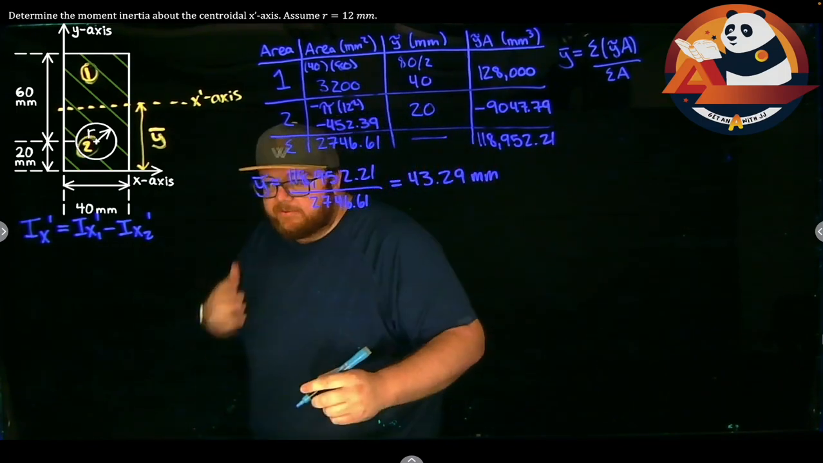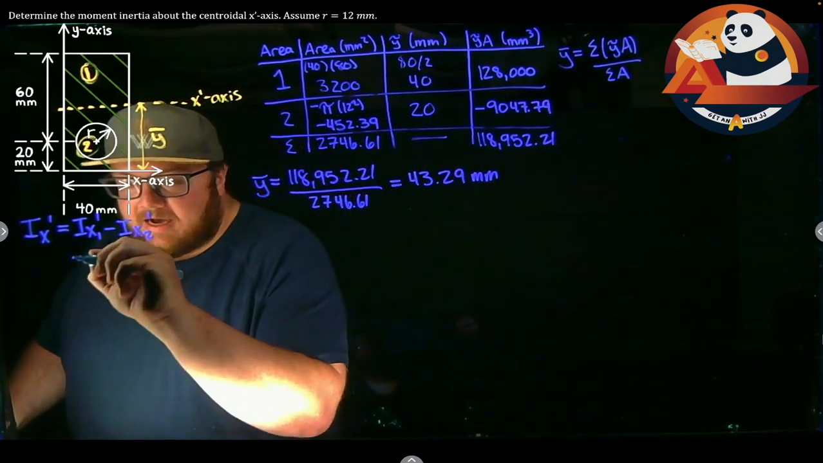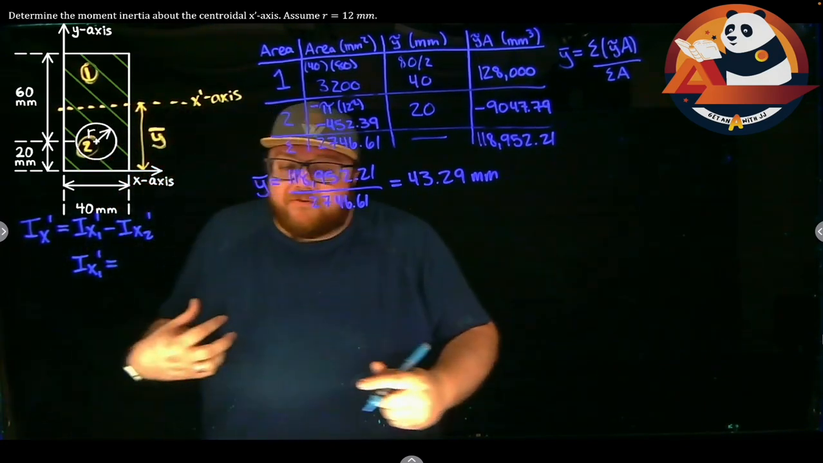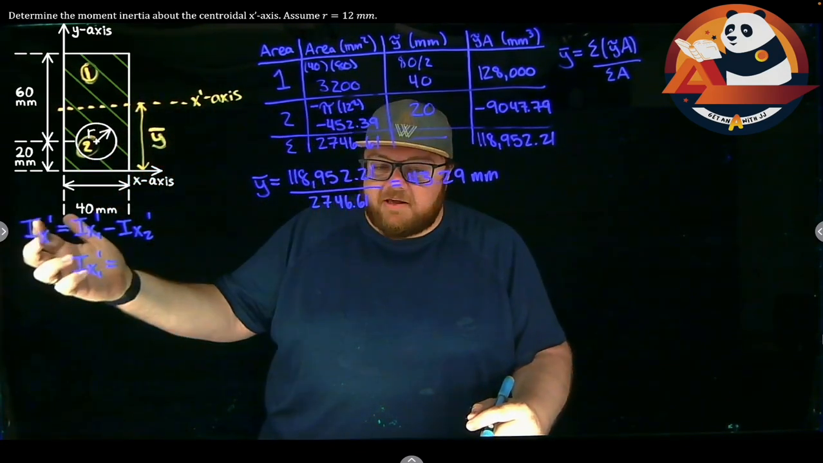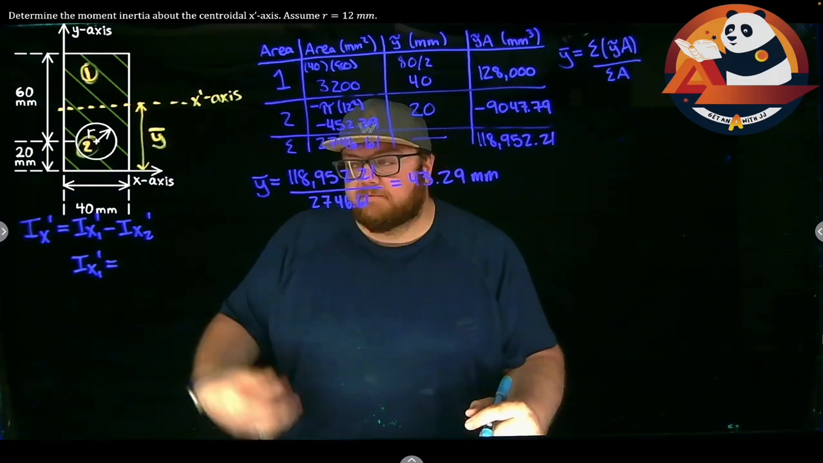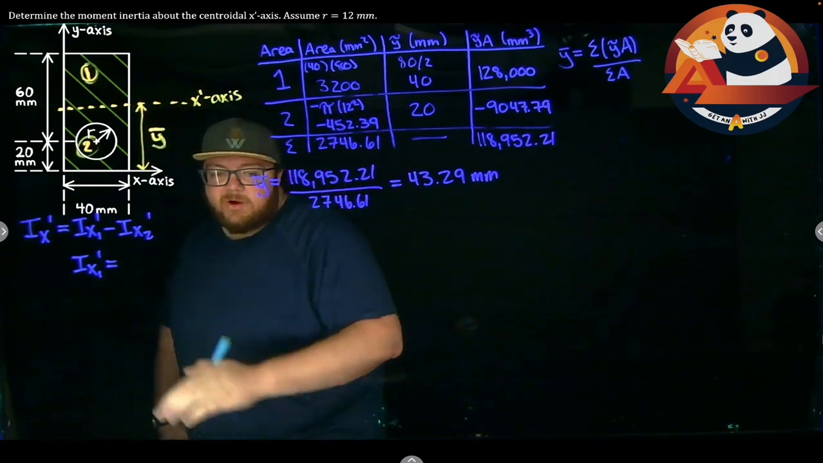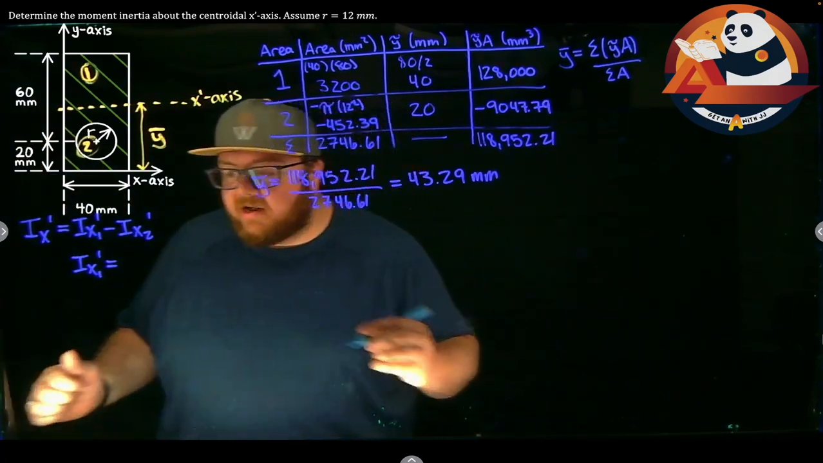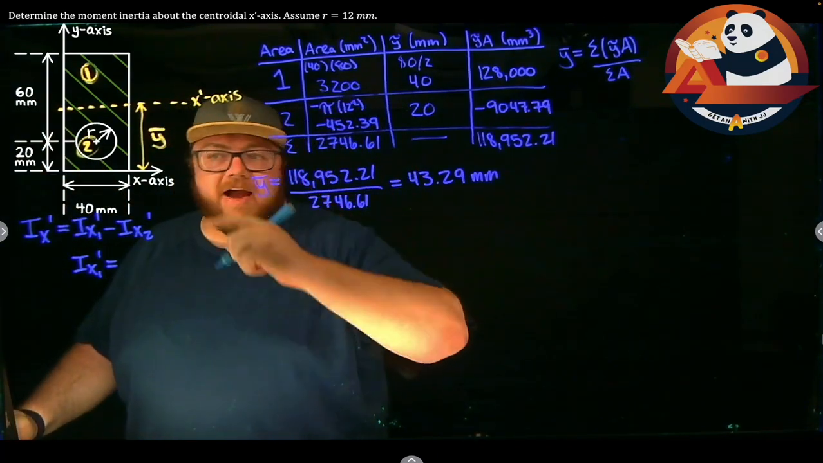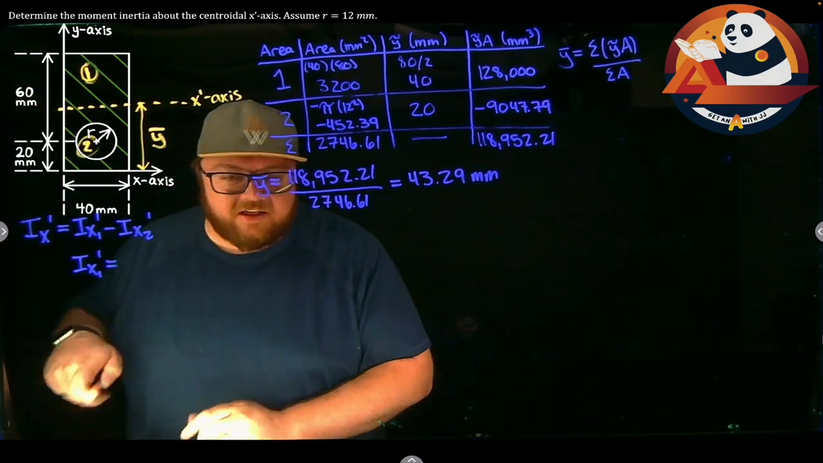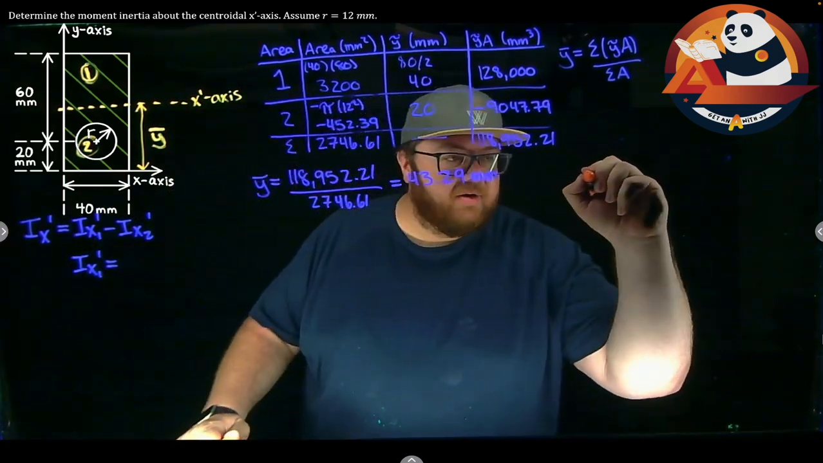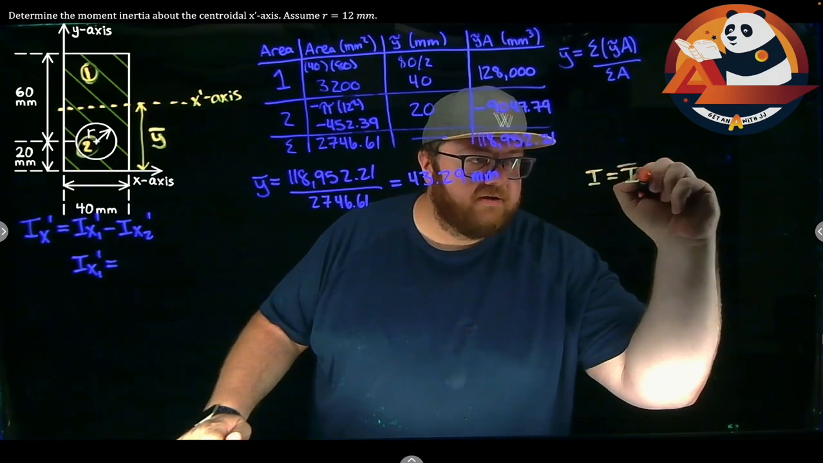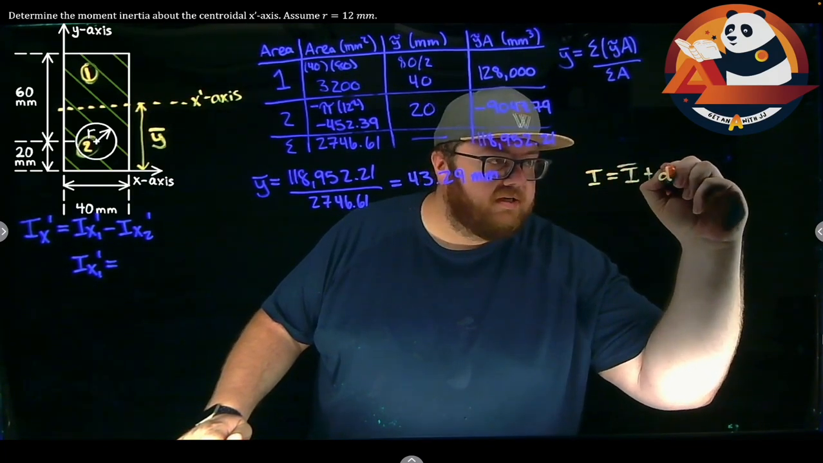So let's get Ix1 prime sorted out. We should have formulas that we can take a look at. They're normally in the back of your book or else handed out by your professor. Ix1 prime, it's a rectangle. So we can say this is the moment of inertia about the centroidal axis of just that shape. Let's actually write down the parallel axis theorem. We're going to use this as well. I equals I bar plus d squared a.